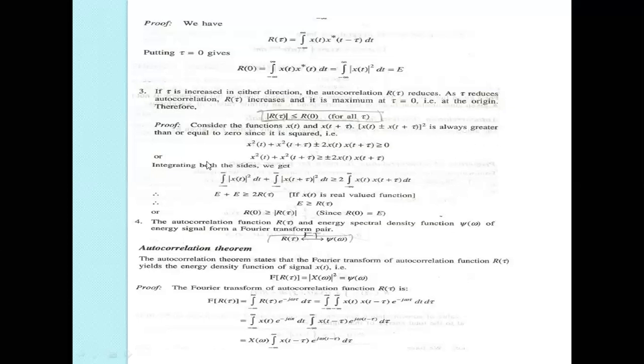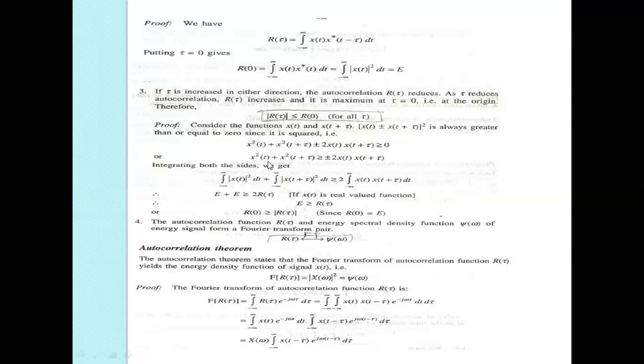Now I take these two signals and subtract: x of t minus x of t plus tau, the whole square, is always greater than or equal to 0, since it is a squared function. So I'm expanding this: x square of t plus x square of t plus tau plus or minus 2 x of t x of t plus tau is greater than or equal to 0, because a square is always greater than or equal to 0.